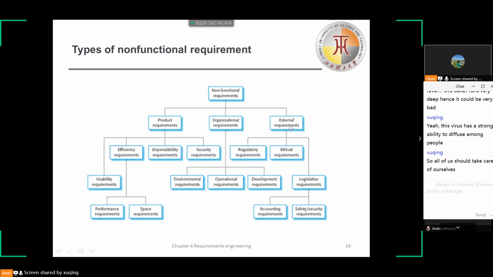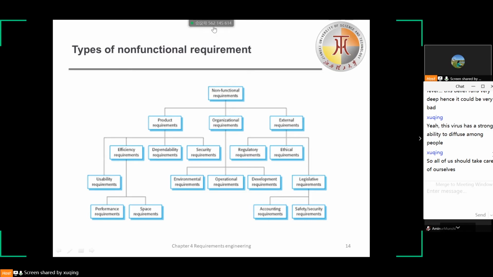Ma'am. Yeah. What is the meaning of organizational requirements? Suppose organization in the sense of the developer or the buyer. It's for the developer. Yeah, we'll talk about it in detail later. Thank you for your question, Shibli.